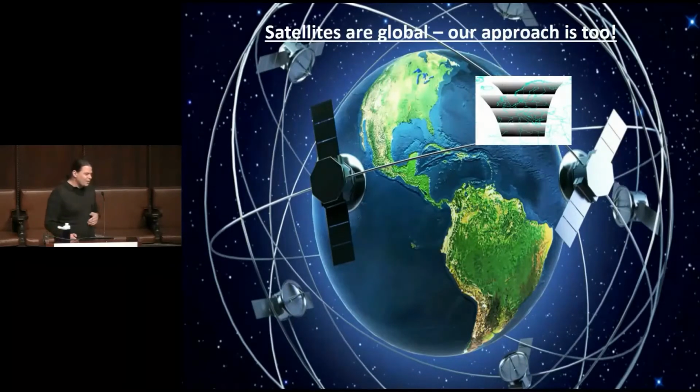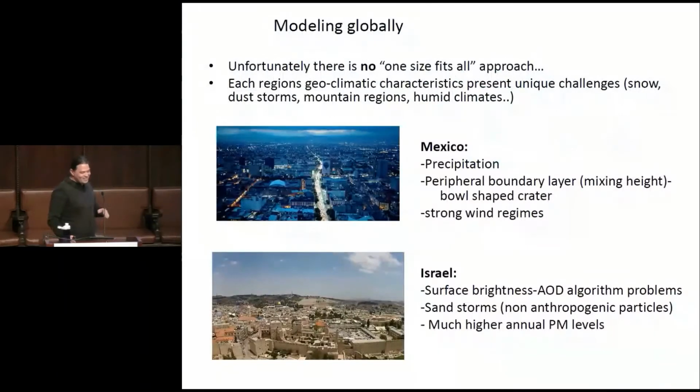So that's all great. We've heard yesterday that satellite data are global. I finished my postdoc, and I thought, yeah, let's just model the whole world. It's very easy, probably. Use the same approach. Very quickly, reality hit. And unfortunately, there isn't a one-size-fits-all approach, which everyone that's done modeling on a global scale knows. Each region has a very distinct geoclimatic characteristic that presents very unique challenges, such as snow, dust storms, mountains, humidity.